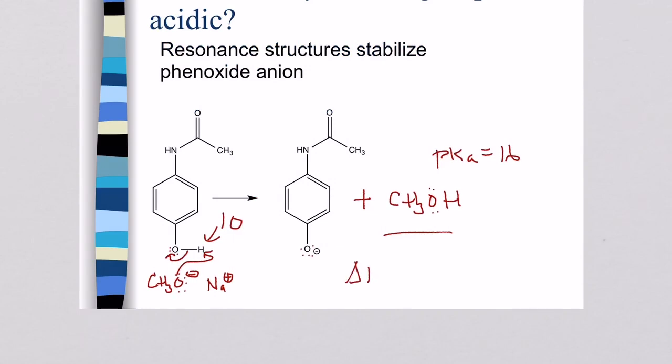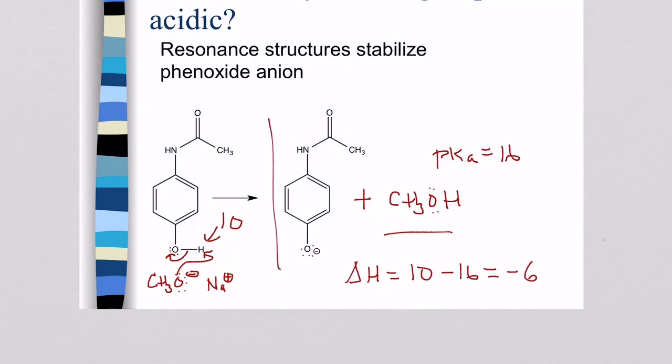So we can calculate delta H for this reaction, and we know it costs us 10 pKa units to break that OH bond in the acetaminophen, and we get 16 pKa units of energy. So overall, this is going to be exothermic by -6 pKa units, and so this reaction is favorable.